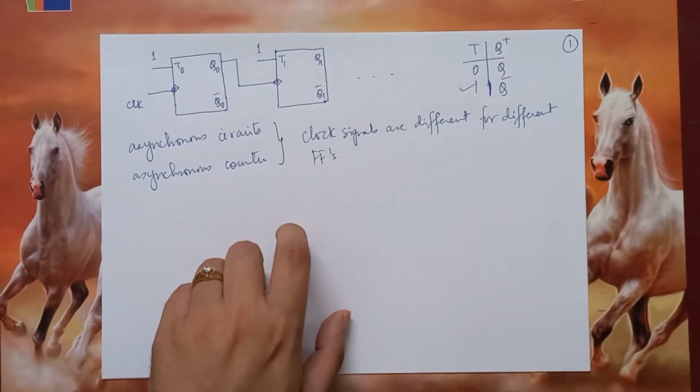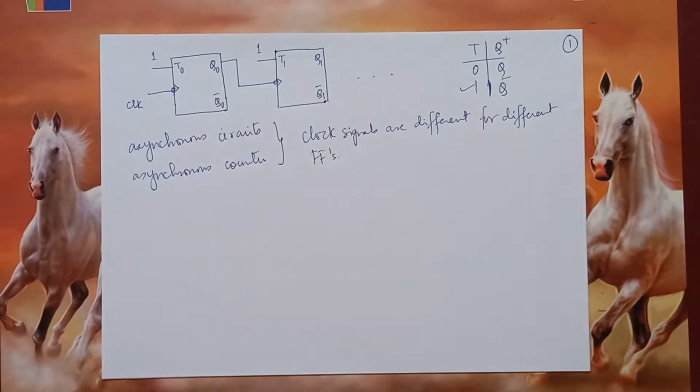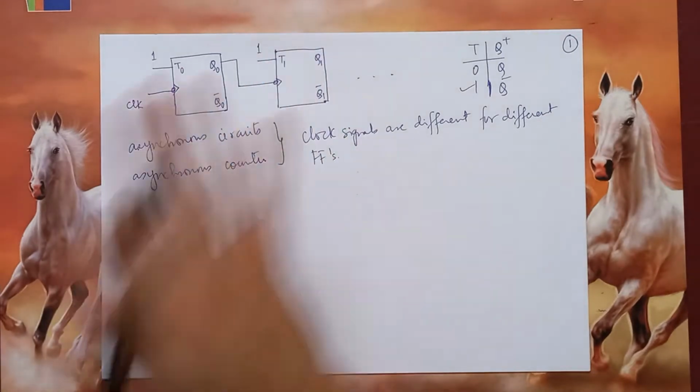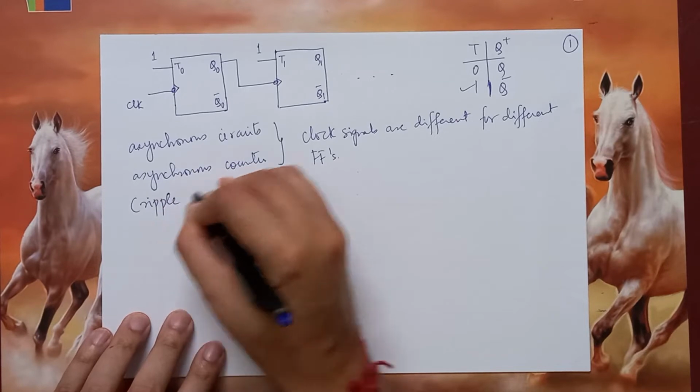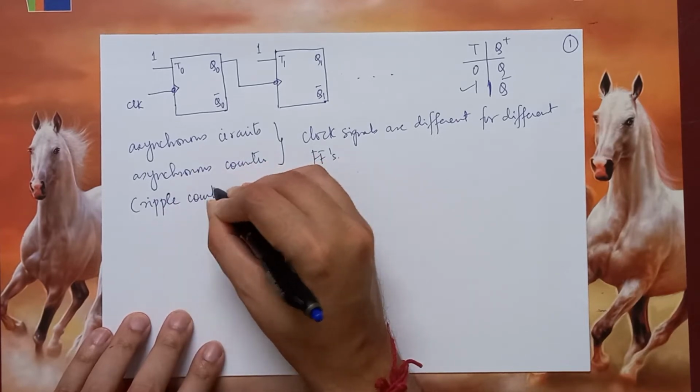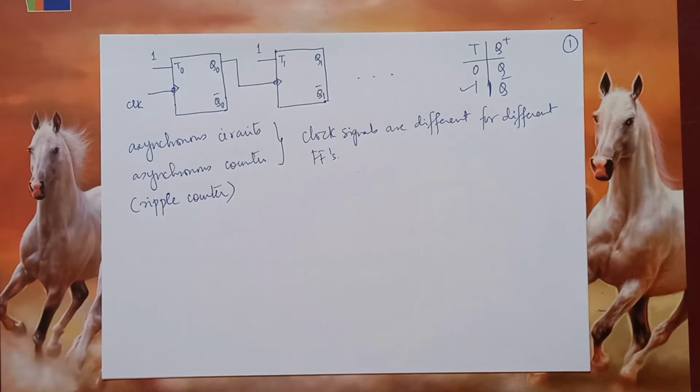So FF is the short form for flip-flop. A circuit where the clock signal for different flip-flops is different is called an asynchronous circuit. In this case, it's an asynchronous counter. It is also called a ripple counter. The word essentially comes from the concept of the ripple carry adder, where the carry from one stage is fed as the carry input to the next stage. So essentially something very similar is happening over here in principle. Therefore it is also called a ripple counter.